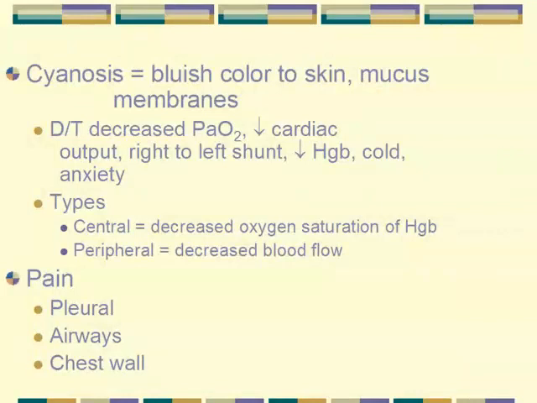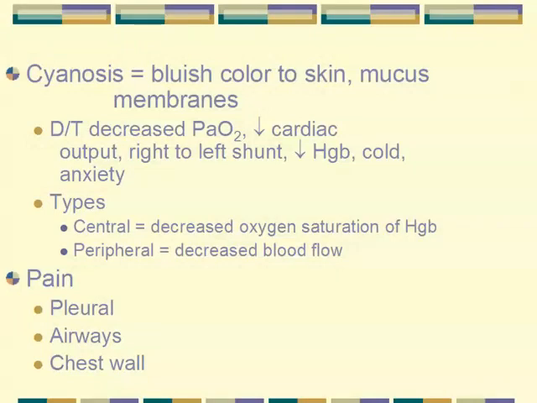Cyanosis is a bluish color to the skin and the mucous membranes. It's due to a decrease in your PaO2 and a decrease in your cardiac output. It could be due to a right to left shunt or low hemoglobin, or somebody who's really cold so they've vasoconstricted peripherally, or has a lot of anxiety where they've vasoconstricted peripherally because of the increase in catecholamines.